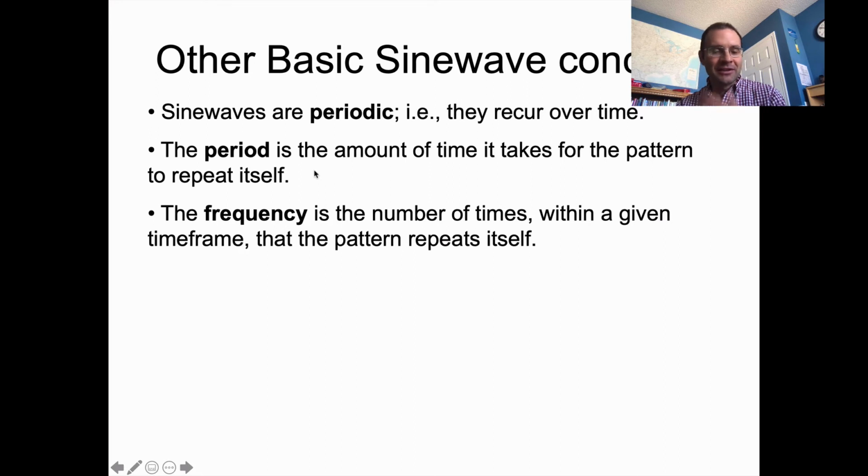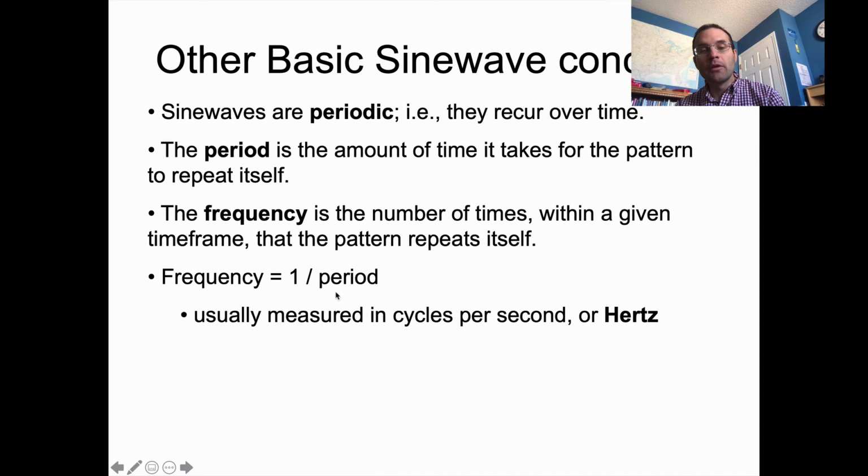We talked about these the other day. I want to talk about them again because the period has a clear relationship with the frequency, which is another property of a sine wave. So the frequency is just the number of times within a given time frame that the pattern repeats itself. I'm talking about this with respect to sine waves, but other kinds of waves can be periodic, and they also have both of these properties, the period and the frequency. So frequency will equal 1 over the period, just like period equals 1 over the frequency. Normally, you would measure frequency, especially for our purposes, in cycles per second, or hertz. So how many times in a second does this pattern repeat itself?